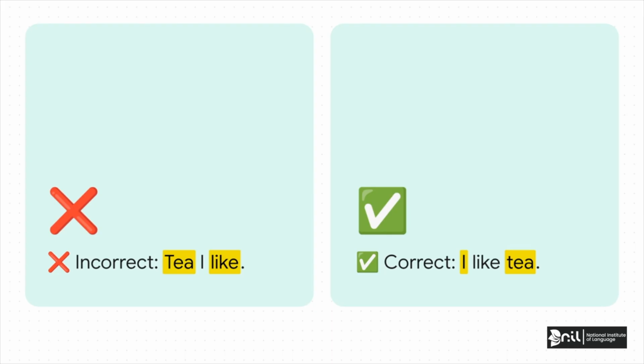And that's why the order is so crucial. Tea, I like. I guess you could figure it out, but I like tea. Bam. It's instant, it's clear, it's right. Sticking to that blueprint is what transforms a random jumble of words into an actual meaningful idea.